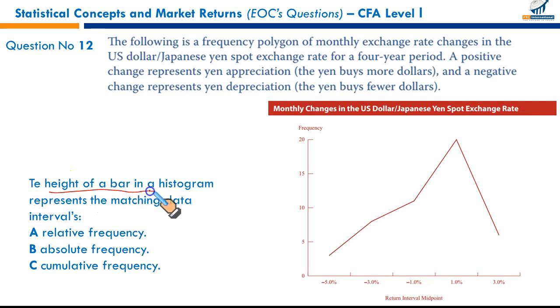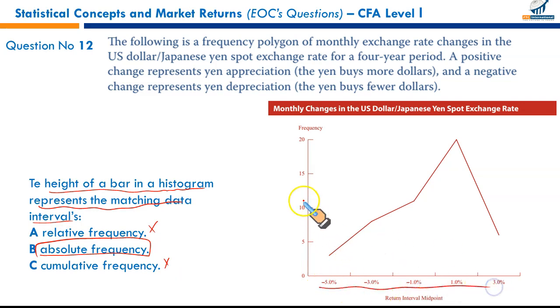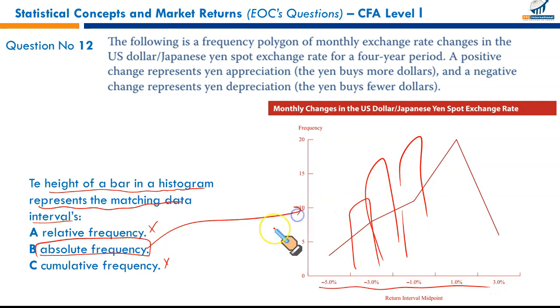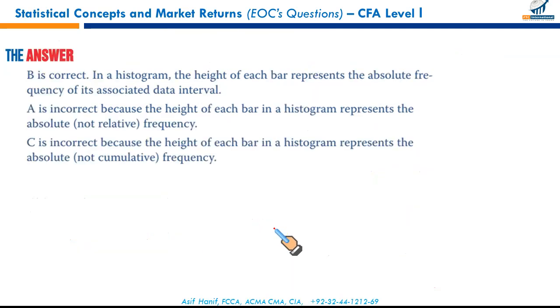The height of the bar in a histogram represents the matching data interval of what? When we draw a histogram, it is not based upon the relative frequency, rather it is on absolute frequency. Histogram takes in the class intervals and the absolute frequency on the vertical axis, and that's what we need to construct in a bar chart. Without any doubt, it's B.